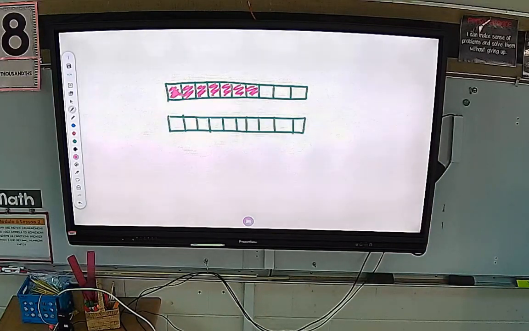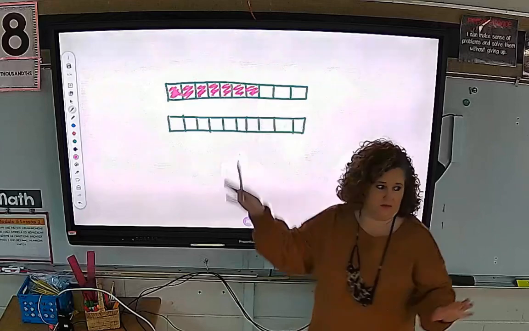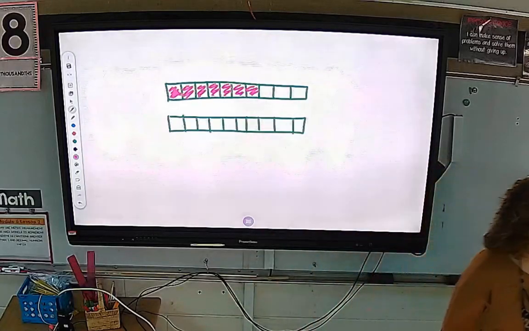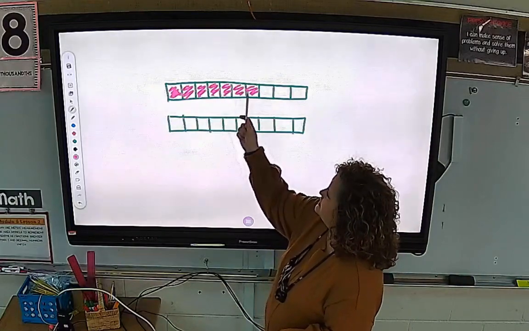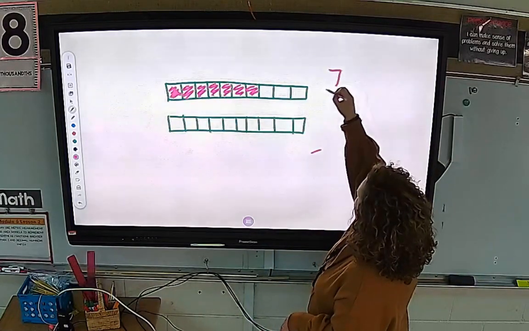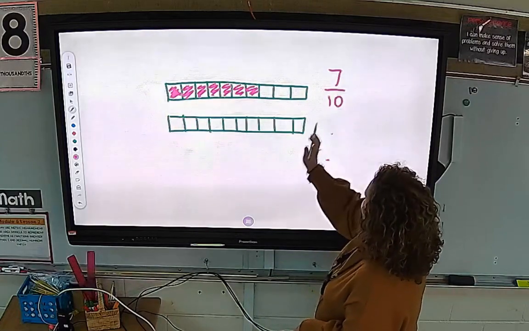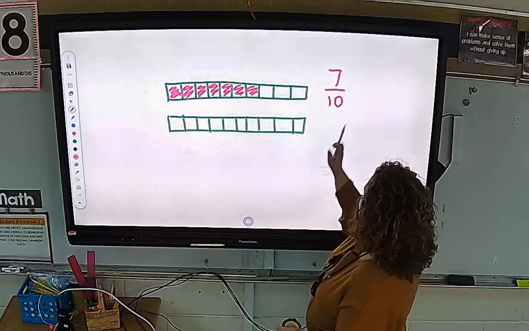Let's talk about this as a fraction first. Okay. What is a fraction that would go along with just this tape diagram by itself? 7/10, because I have 1, 2, 3, 4, 5, 6, 7 shaded, and we know there are 10 total. Okay. 7/10. That's what's doing it right there. Okay.